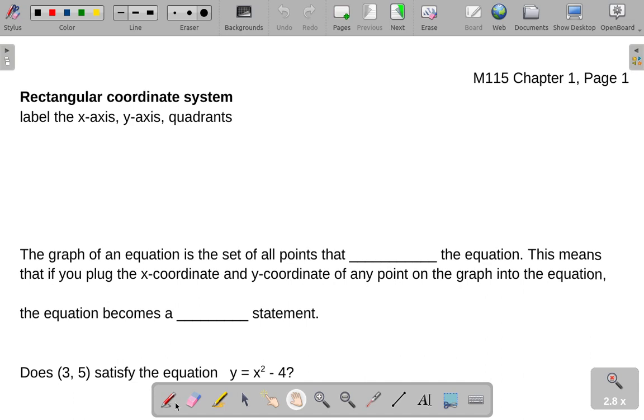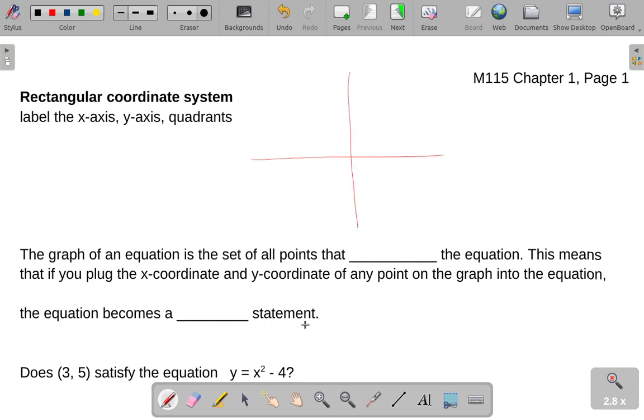Alright, so to begin with in Math 115, we're going to start off with what hopefully is review for you. If this isn't review, you might be able to get by with just studying more, but you might end up having to drop down to Math 90 or something like that.